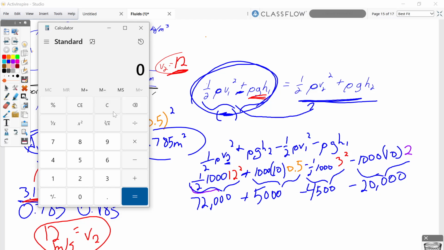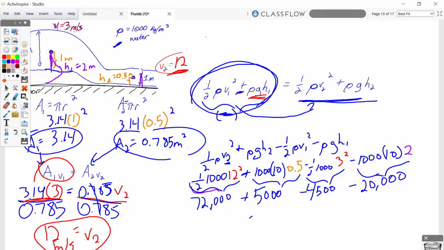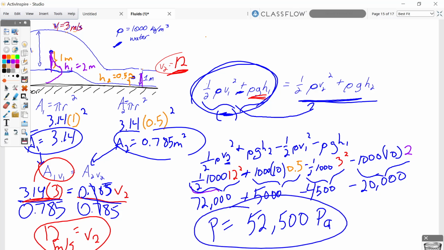Let's add everything up. 72,000 plus 5,000 minus 4,500 minus 20,000 gives me 52,500. And we're going to put a Pa for Pascal, and that's going to be for our pressure. Okay, that's going to be the pressure at that point over here. Okay, point on the right side.